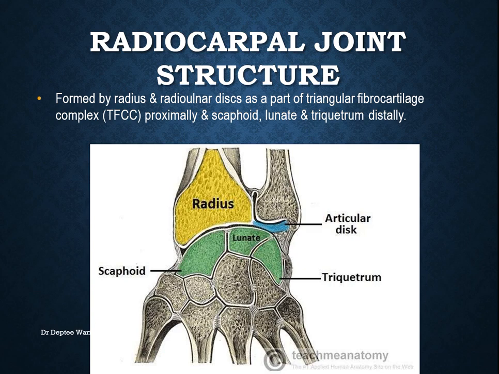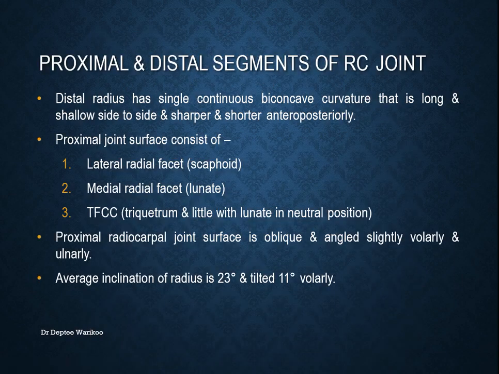Now, let us first start with the radiocarpal joint structure. The radiocarpal joint is formed by the radius and radioulnar disc as a part of the triangular fibrocartilaginous complex, which we all call TFCC, proximally, and by the scaphoid, lunate, and triquetrum distally, which you could see in this diagram. The yellow part is the radius, the blue one is the articular disc, and the green parts are scaphoid, lunate, and triquetrum.